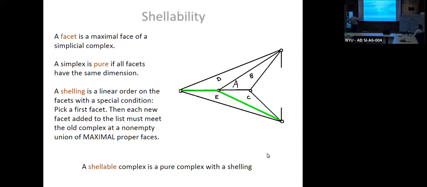Let's see, a shelling is a linear order of the facets of a simplicial complex. Pick the first facet, and each new facet added to the list must meet the old complex at the union of maximal proper faces. Maximal proper faces.